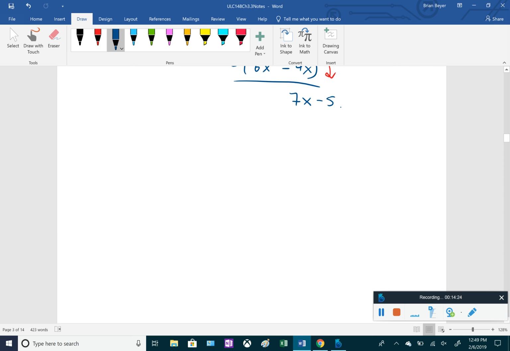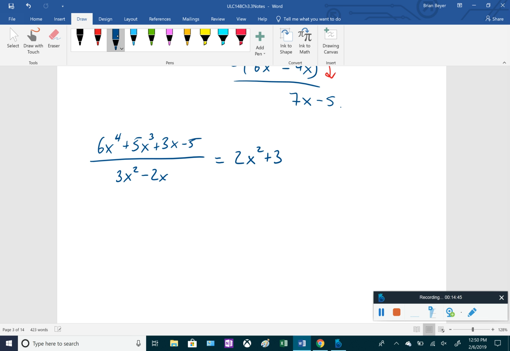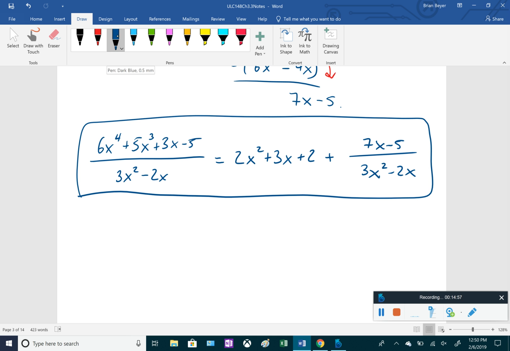So I'm going to write this using the division algorithm again. So it's going to be 6x to the 4th plus 5x cubed plus 3x minus 5 divided by 3x squared minus 2x equals the quotient plus the remainder over the original divisor. So that is our result right here.